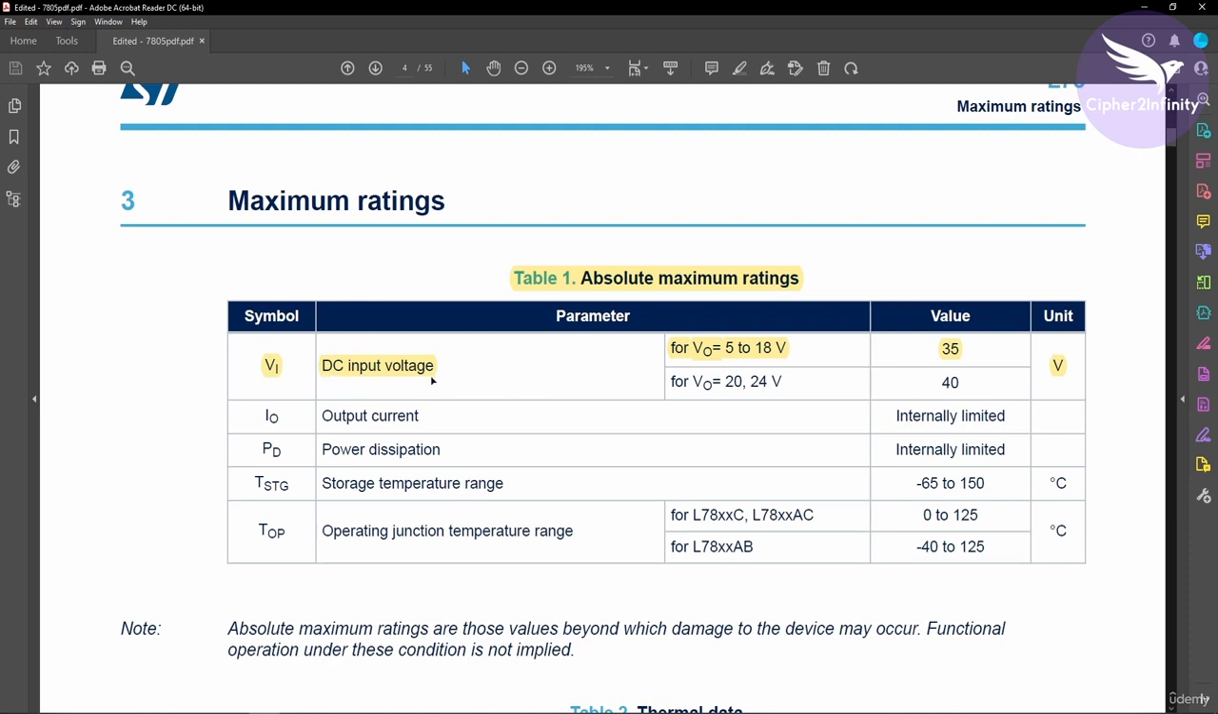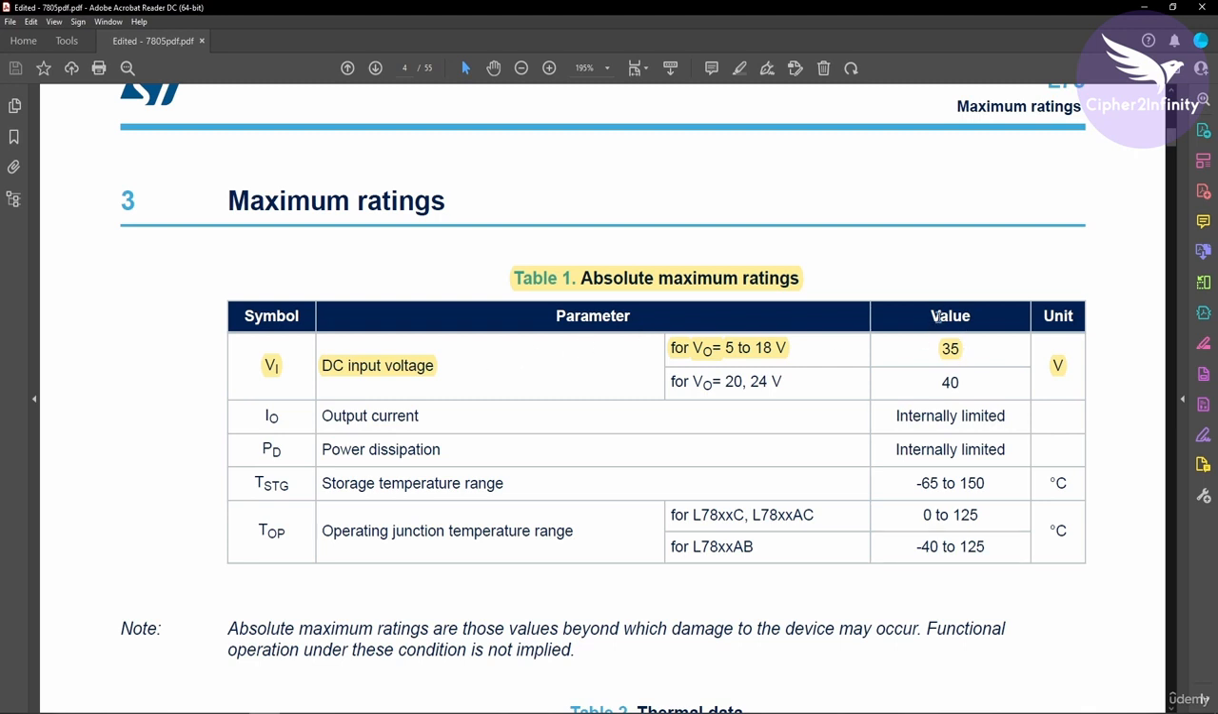The maximum DC input voltage that we can provide for the IC is 35 volt. And we are referring this value because the output voltage in our case is going to be 5 volt, so that actually lies in this range. That's the reason we have to refer this particular value. So that's basically the maximum voltage we can provide to the input pin of the 7805 IC.